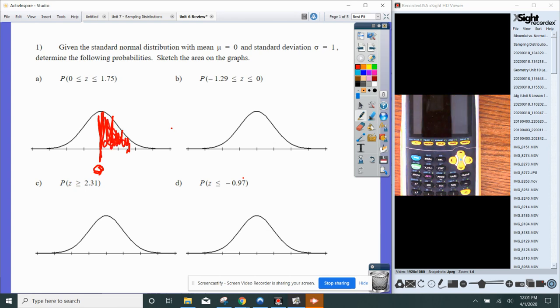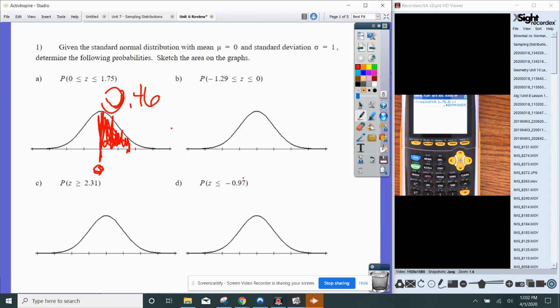All right. The rest of it can be done on a calculator. So I'm going to do second vars. I'm going to do normal CDF. My lower is going to be 0. Upper is going to be 1.75. My mu is 0. My sigma is 1. And then the calculator does the rest. So about 0.46. Okay, or however you want to round it.